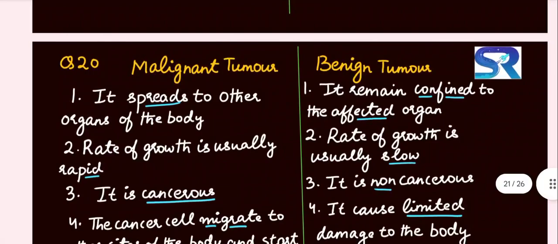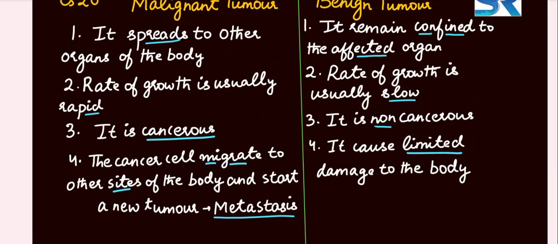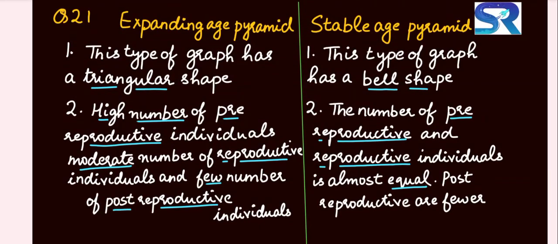First, it remains confined to the affected organ. Second, rate of growth is usually slow. Third, it is non-cancerous. Fourth, it causes limited damage to the body.